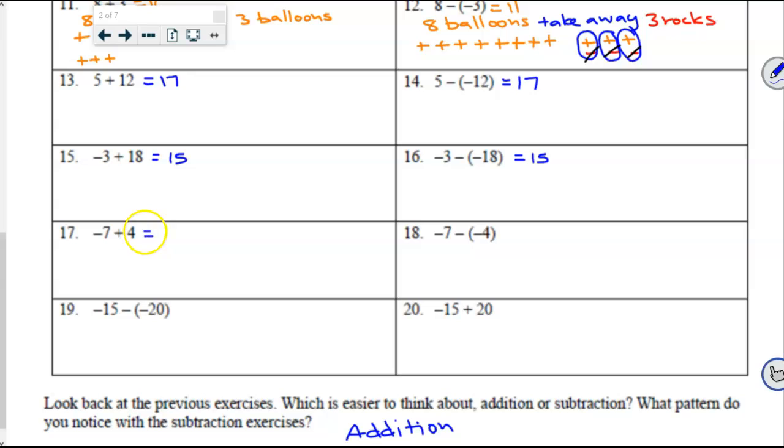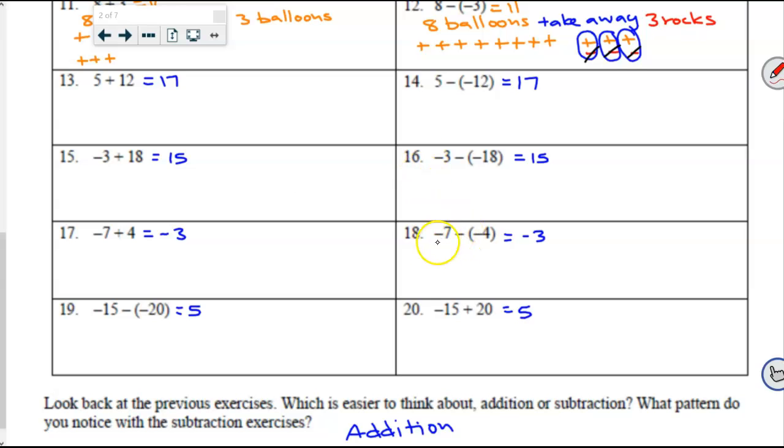Checking our answers here, -7 plus 4 is equal to -3. -7 minus a -4 is equal to -3. -15 minus a -20 is equal to 5. Just like -15 plus 20 is equal to 5. Are there any questions on any of these? I'm happy to draw models if you have any questions on them. Yes, Emily. Which one? 18.